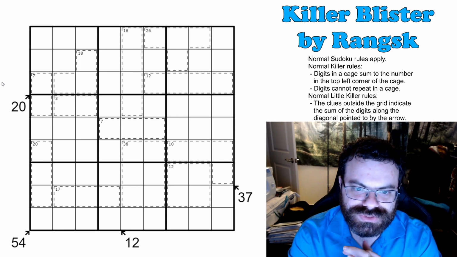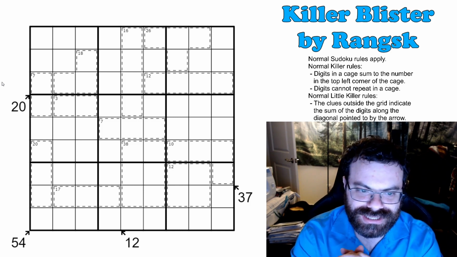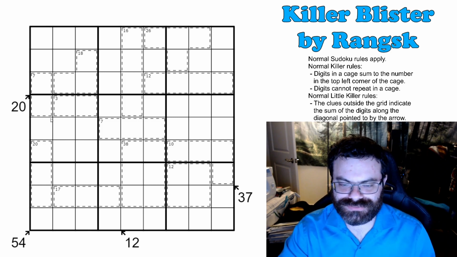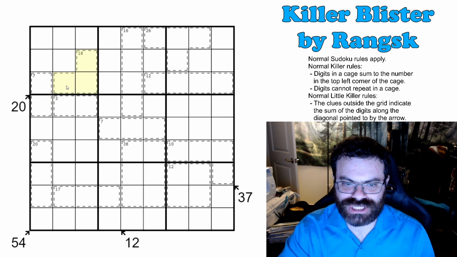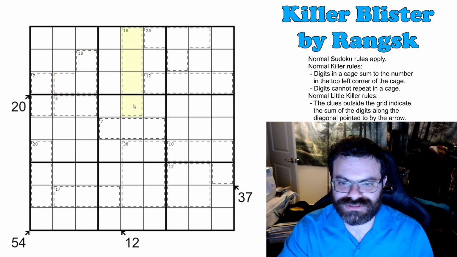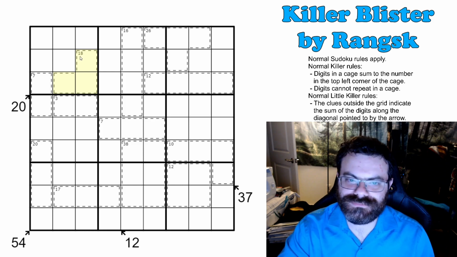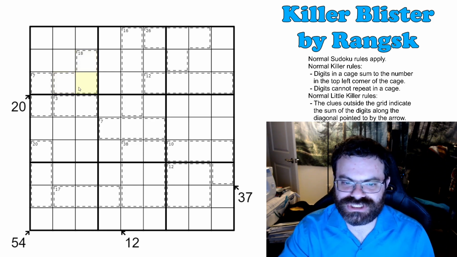So what are the rules? Well, like I said, it's standard killer and little killer. So we have killer cages, which are these dotted rectangles or shapes, the shapes with the dotted lines around them. And so those are called cages. And within a cage, the digits that are placed within the cage sum to the little value in the top left corner. So whatever these three digits are, they would sum to 18.